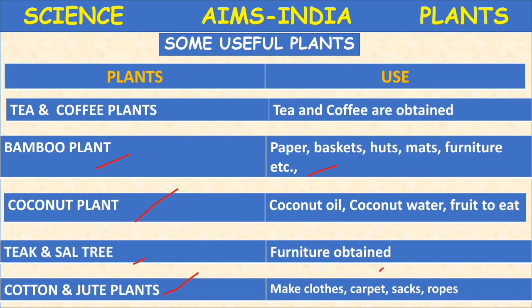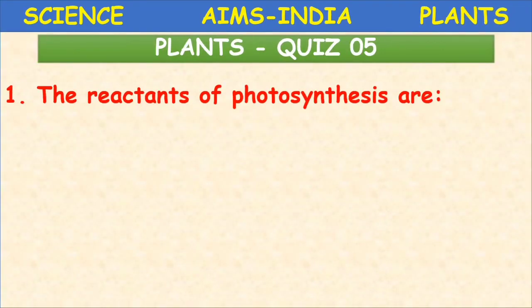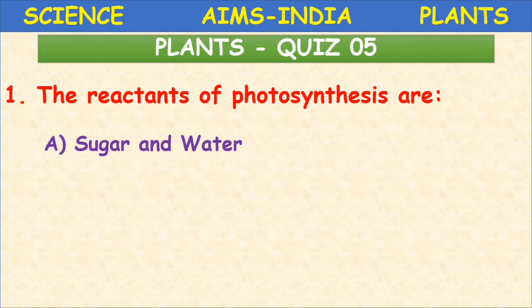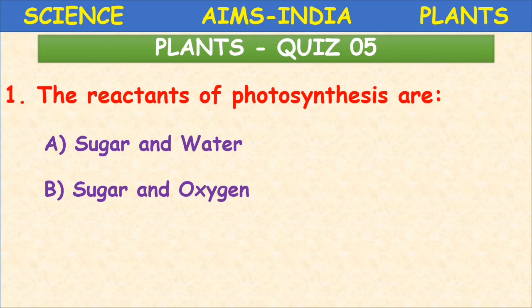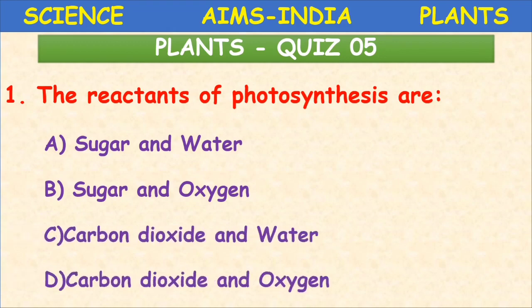So this is all for today, children, and before ending the session we'll just revise whatever we have learned until now in the form of question and answers. Now see, this is our first question: the reactants of photosynthesis are, in the sense which are the reason for making photosynthesis. What are they? A option is sugar and water, B option is sugar and oxygen, C option is carbon dioxide and water, and D option is carbon dioxide and oxygen.